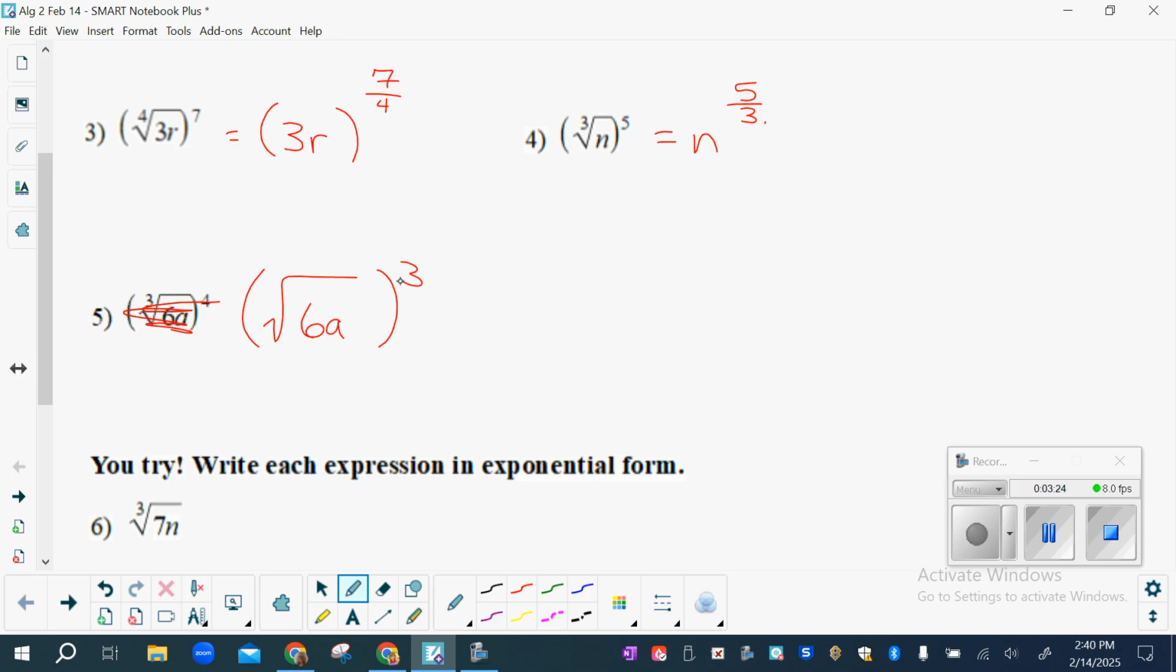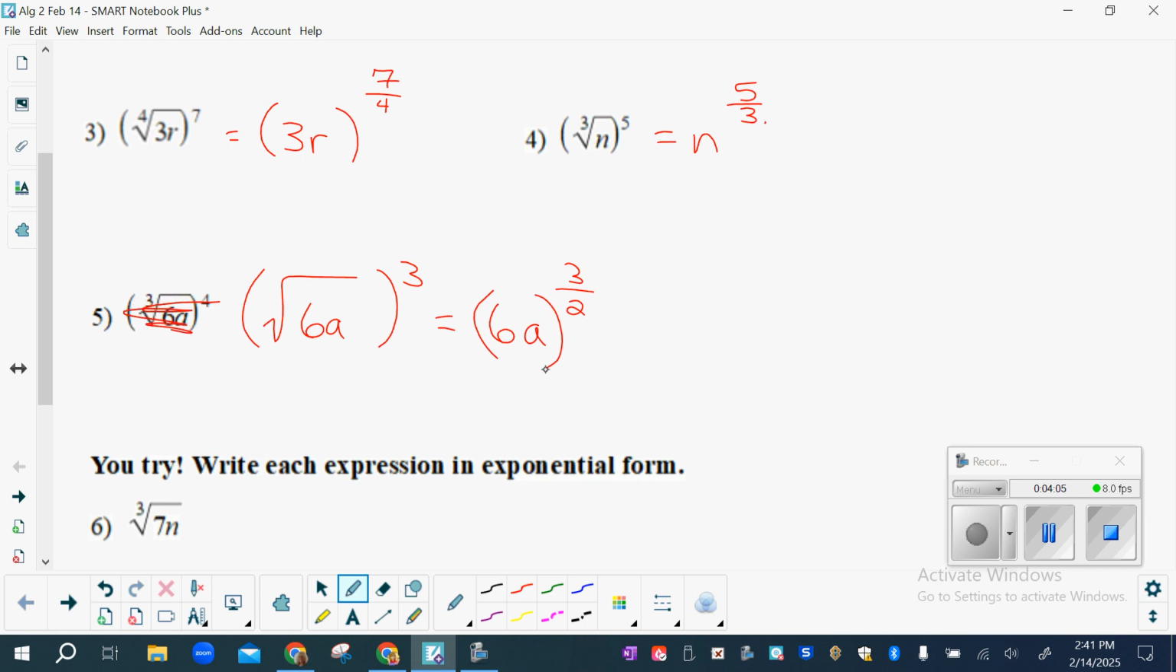How would we rewrite this one? 6a, right? And then what's my exponent? 3 over, not 1, but 2. Remember, it's assumed to be a 2 if we don't have anything there. We talked about that on Wednesday. We did. That's okay. Still learning it. So 3/2. Do I need parentheses here? Yes. Have to have the parentheses on this one.